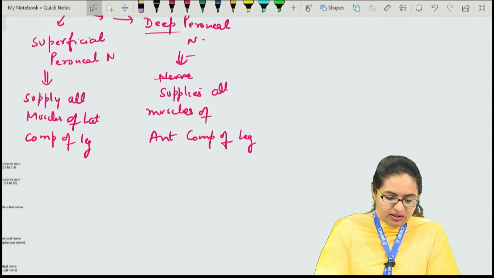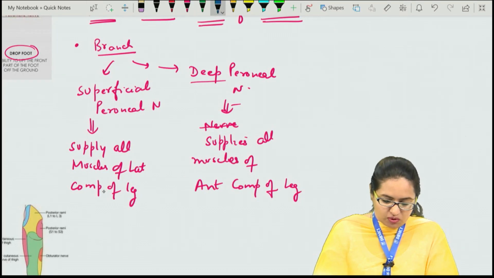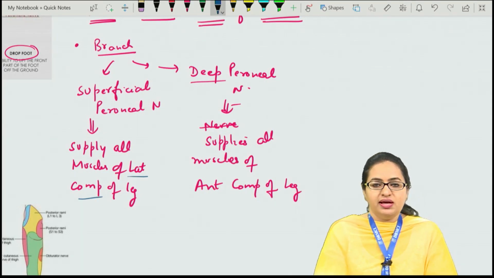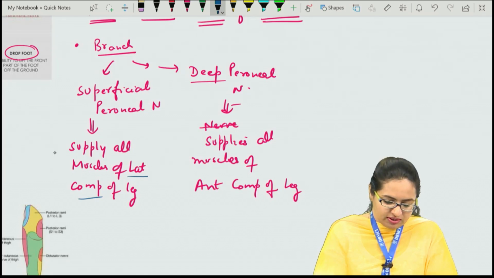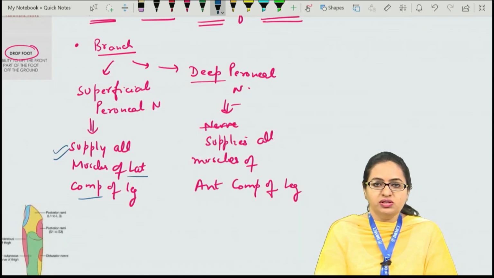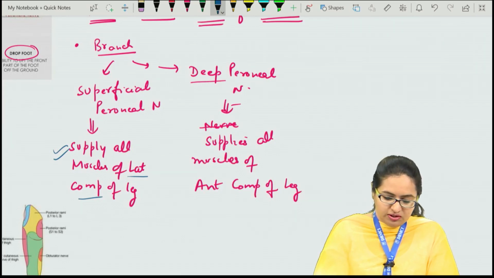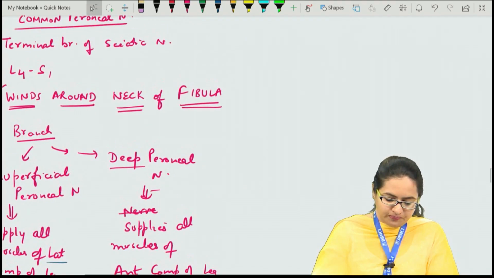loss of dorsiflexion. The superficial peroneal nerve supplies all the muscles of the lateral compartment of the leg, and that includes the peroneus longus and the peroneus brevis. Both these muscles help in the eversion of the foot. So if the common peroneal nerve is injured, these muscles will also be affected or paralyzed, so there will be loss of eversion.